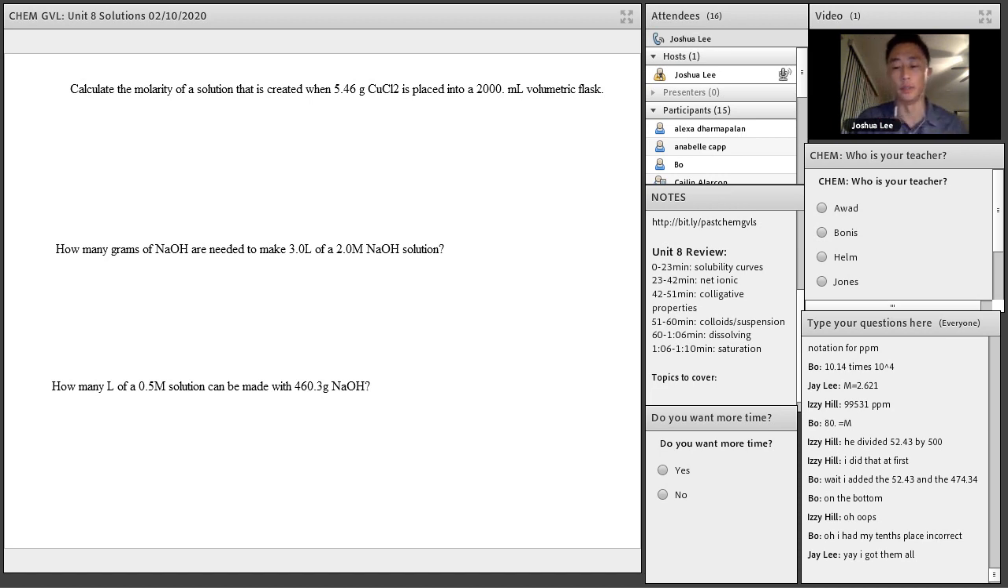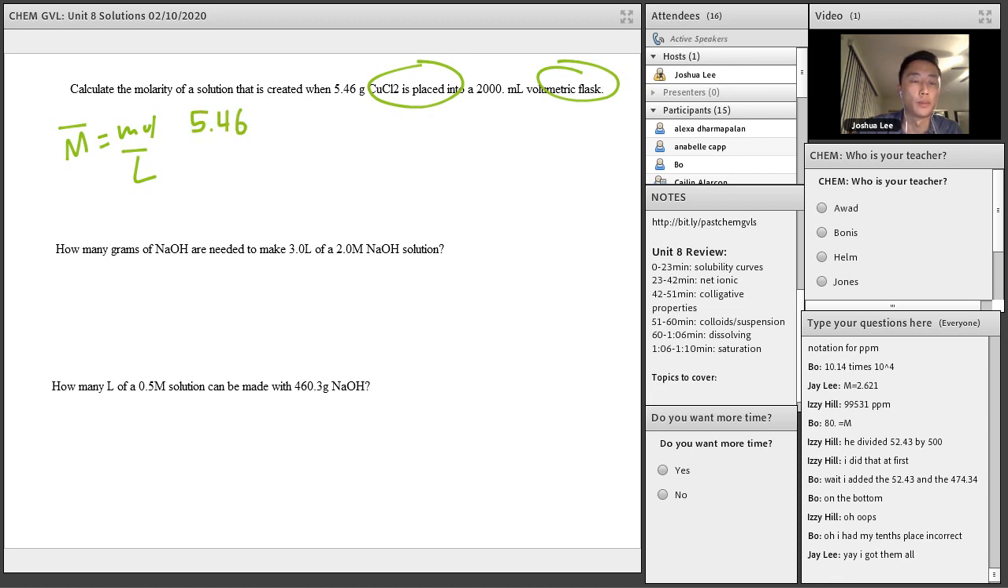All right, I'm going to do some of these instead of just waiting. I'm sure you guys are all working diligently on this stuff. First one, calculate the molarity. So molarity is going to be moles over liters. Let's see what it gives us. It gives us grams and milliliters. So I have to convert the grams into moles first.